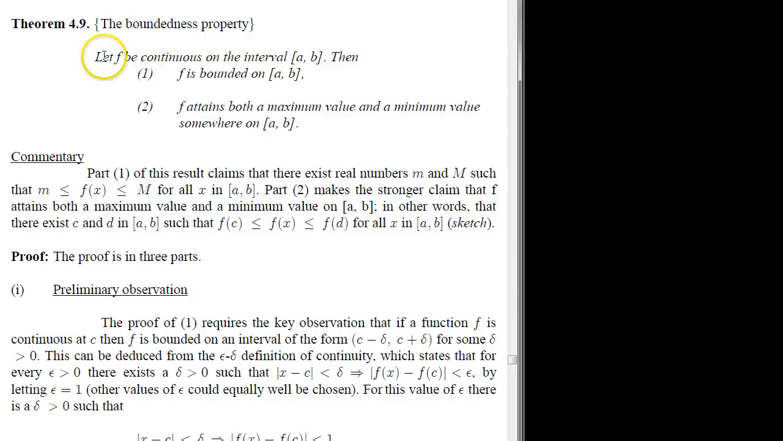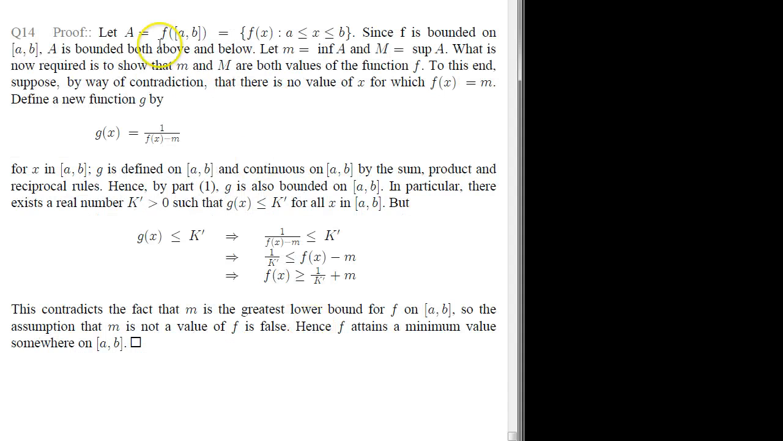The boundedness property then: f is continuous on this interval, f is bounded on [a,b], we've proved that, and f attains a maximum value, which we've proved. Now we're going to prove the minimum value somewhere on [a,b]. So we need to show that f attains a minimum value somewhere on [a,b]. So here's the proof then. It's in the exercise section.